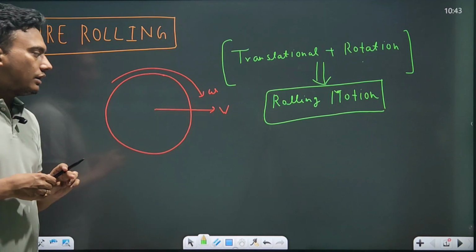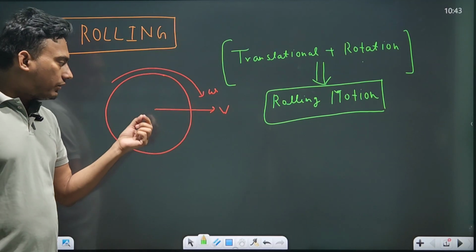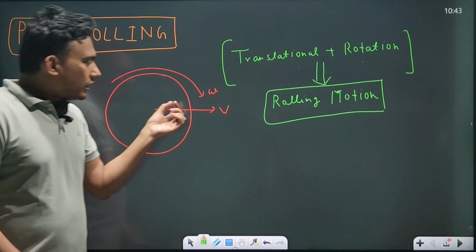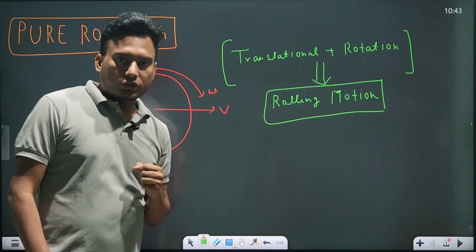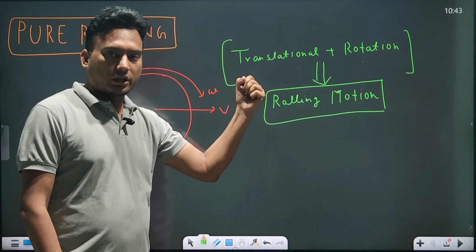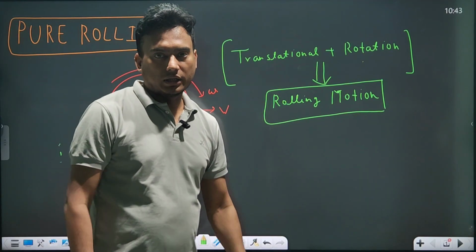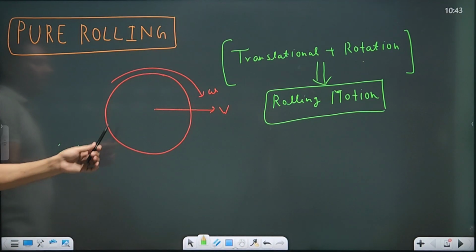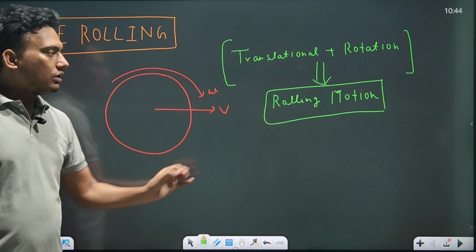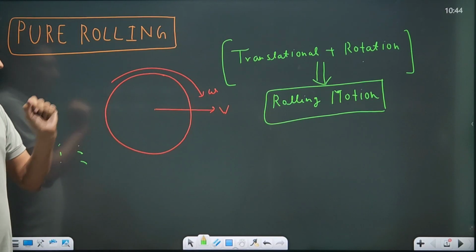What is the meaning of rolling? Suppose we take the example of a wheel of a car, which has linear speed v and angular speed omega. Due to angular speed, we can say it has rotational motion, and due to linear motion, we can say it is translatory motion. The combination of these motions we call rolling motion. So rolling means a combination of linear plus rotation. This is a basic practical example of the wheel of a car.